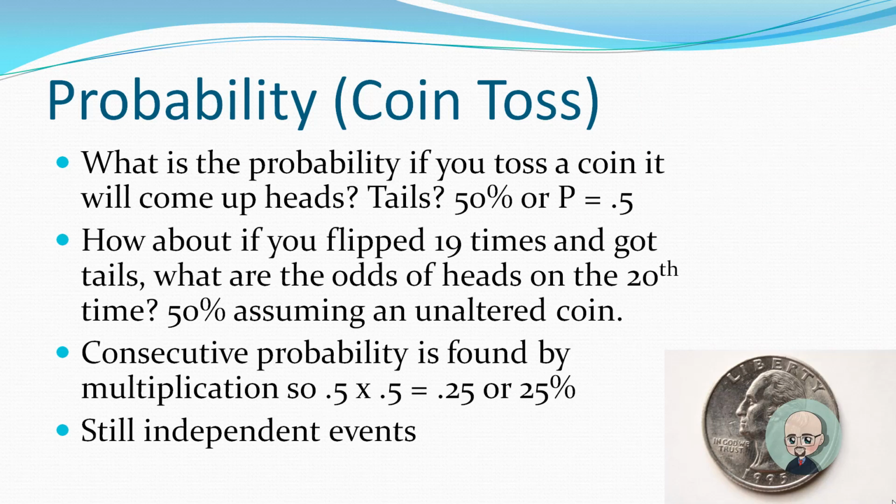Okay, we're back. So there's P equals 0.5. There's a 50% chance if you toss a coin, it'll come up heads or tails. If you flipped a coin 19 times and got tails, what are the odds of heads on the 20th time? 50%, assuming an unaltered coin.